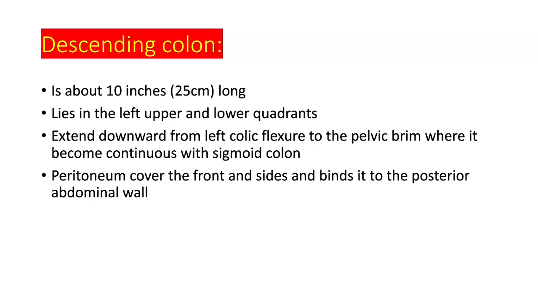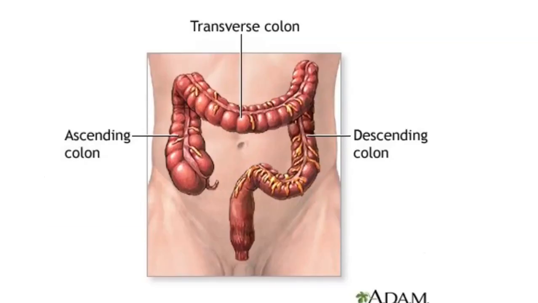Next part is the descending colon. It is about 10 inches long, lies in the left upper and lower quadrant of the abdomen, and extends downward from the left colic flexure to the pelvic brim, where it becomes continuous with the sigmoid colon. The peritoneum covers the front and sides and binds it to the posterior abdominal wall. As you can see here, this is the descending colon.